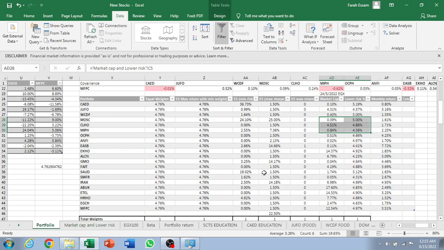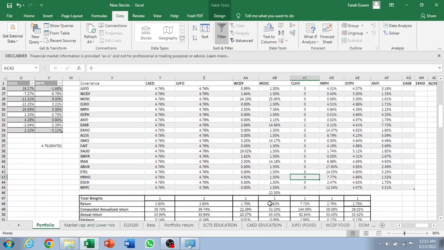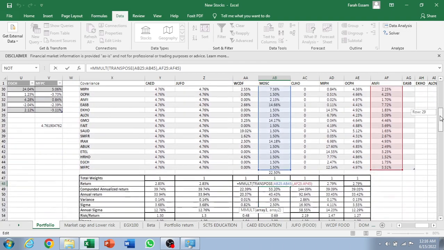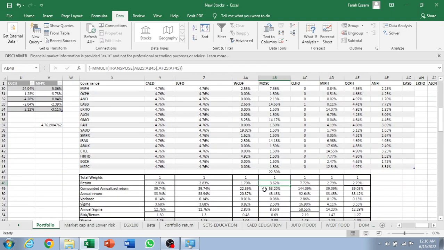After that I copied them here, and I got the return by using the MMULT and TRANSPOSE functions, or even the SUMPRODUCT function, to get the weights times the monthly return, and I did this for all strategies. And this was the equation for the compounded annualized return. If we don't want to compound it and just want it relative to the monthly return, we just multiply by 12.